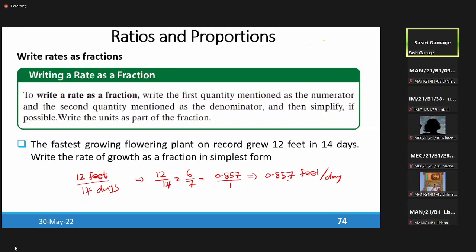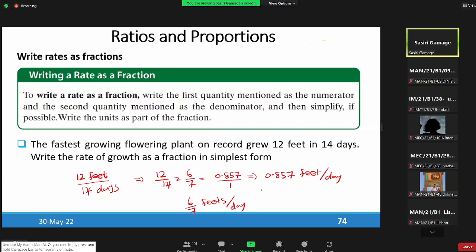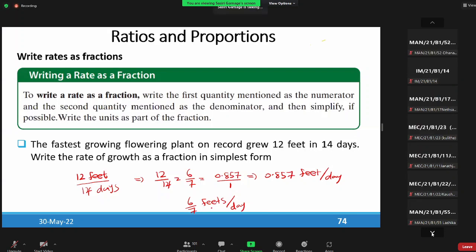Okay. That's the decimal form. Then as a fraction form, we can write it as 6/7 feet per day. Both are the same. This is from the decimal form. This is from the fraction form.